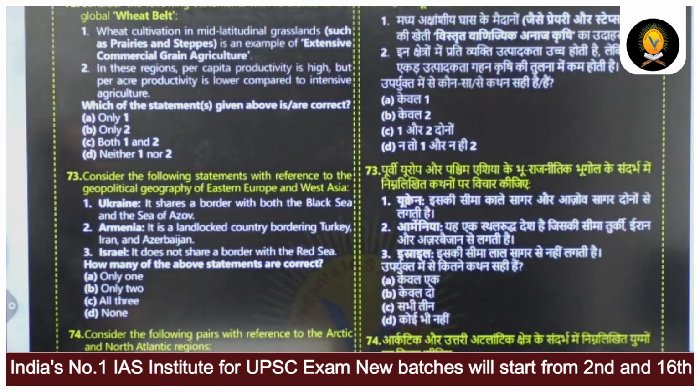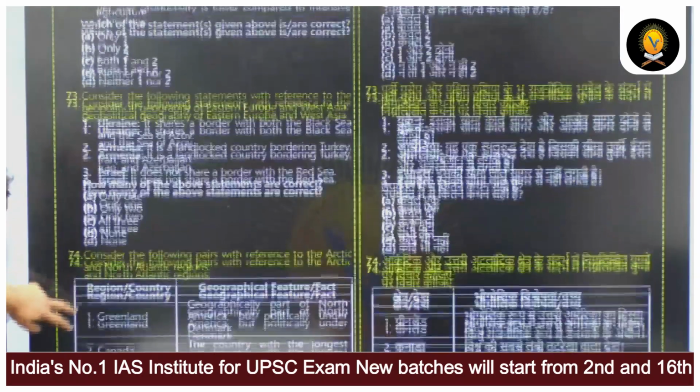Now, consider the following statements with reference to the geopolitical geography of Eastern Europe and West Asia. Ukraine shares a border with both the Black Sea and the Sea of Azov. Armenia is a landlocked country bordering Turkey, Iran and Azerbaijan. Yes, it does not share a border with the Red Sea. Israel shares its border with the Red Sea. So, 73, only 1 and 2 are correct, not the third.